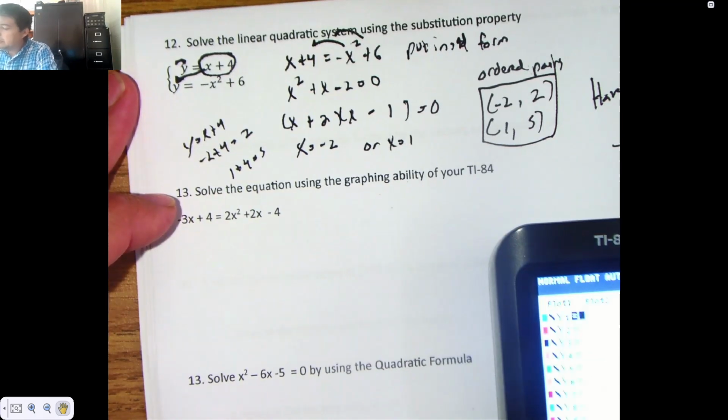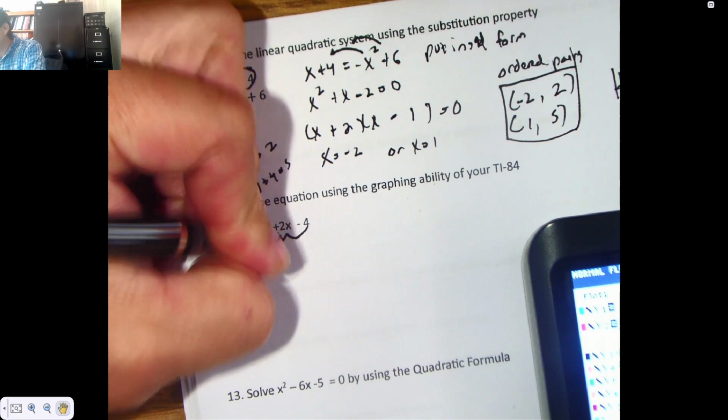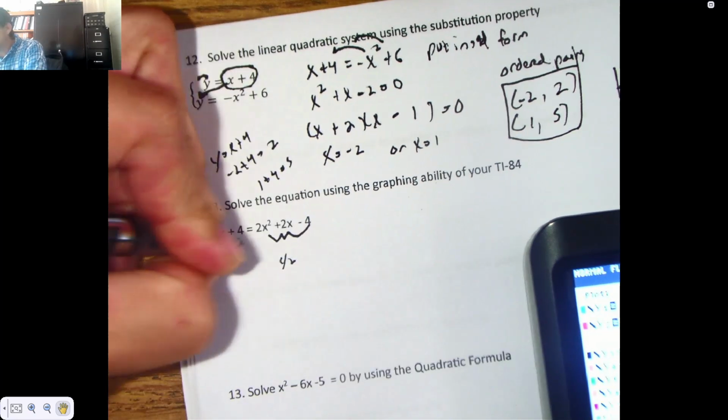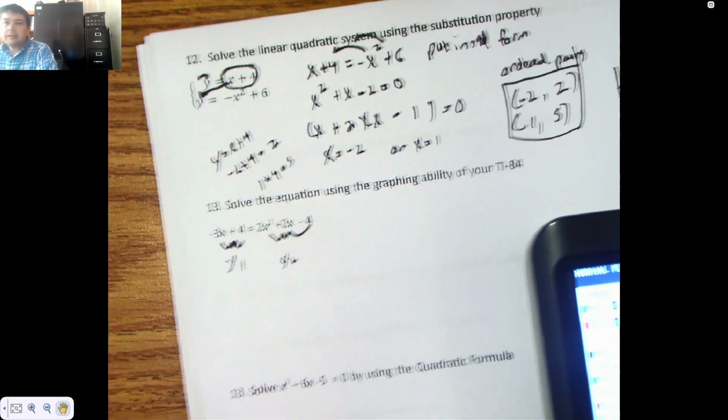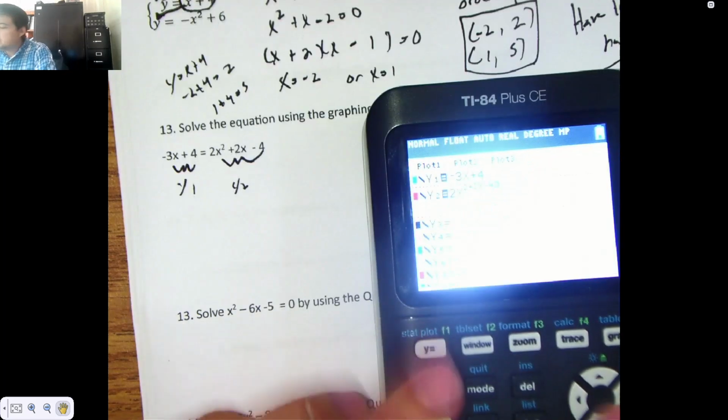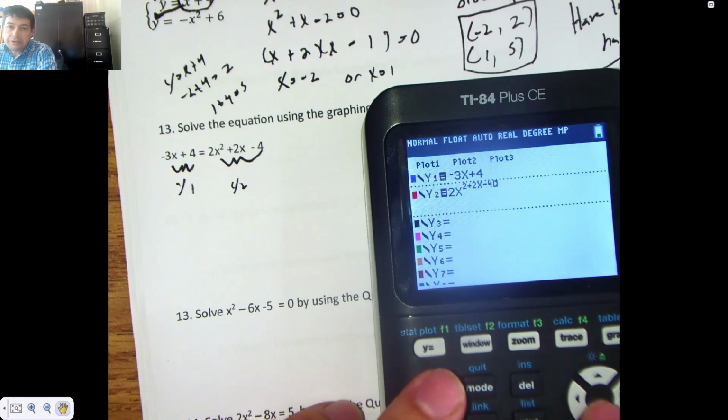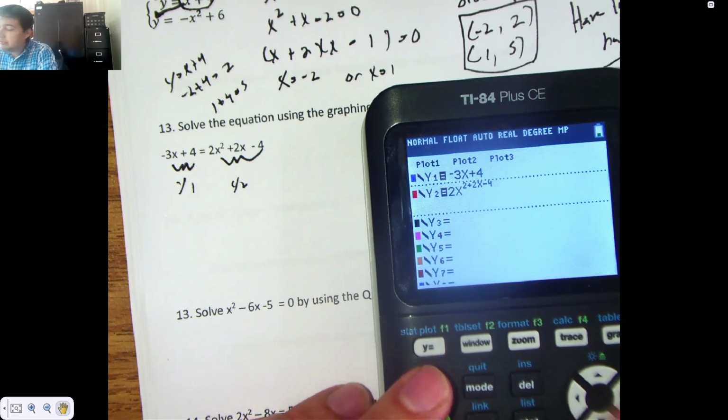All right, so y equals negative 3x plus 4. And then 2x squared plus 2x minus 4. And I'm not paying attention when I'm typing in. But this was put in y2 and this was put in y1. And I've seen kids do this on their end of course test. You notice what I did there? I was just typing and I wasn't looking.